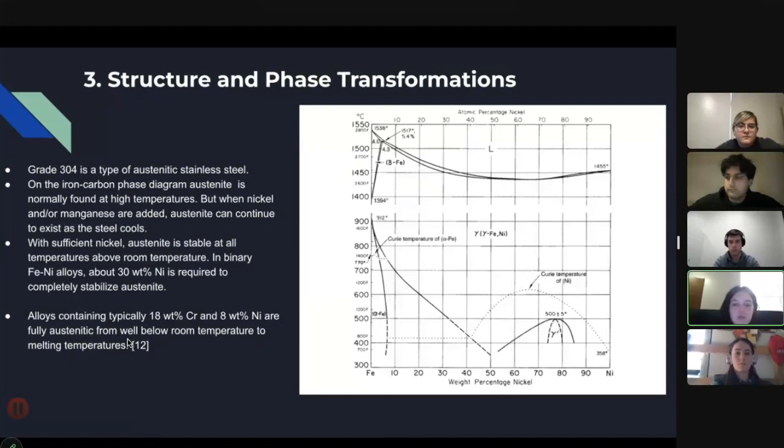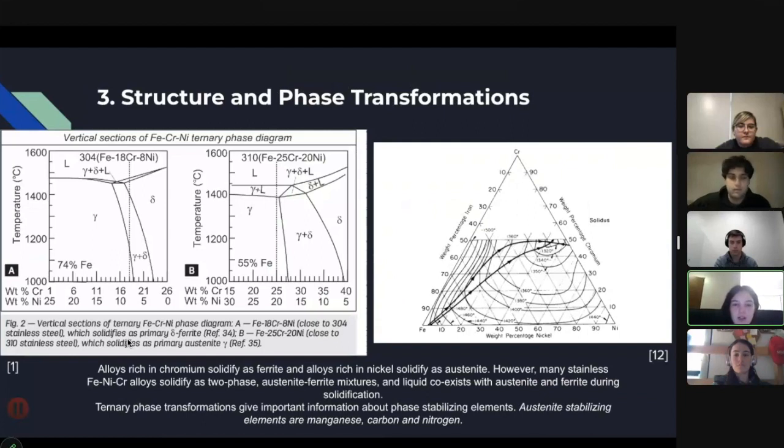And we also analyze 304 stainless steel using phase diagrams. Here we have a phase diagram of nickel and iron, and we can see that 304 stainless steel, also called austenitic stainless steel, is found in the gamma iron part of the graph, and there nickel is at 30% composition. We can also take a look at ternary phase diagrams, which give us a little more information about the elements present. And we can say that austenite stabilizing elements are manganese, carbon, and nitrogen.